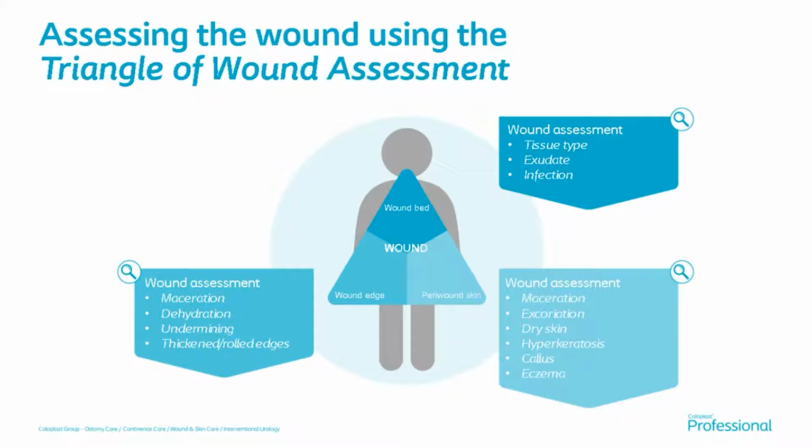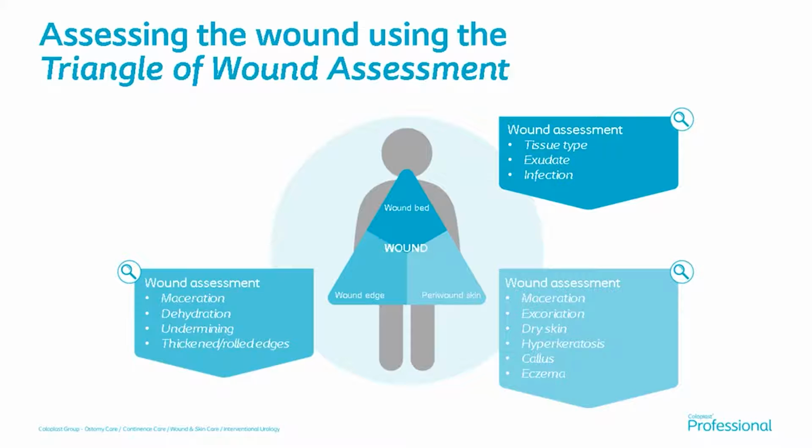So we should be assessing each of these individually, looking at the key areas within each of these sections. So wound bed assessment, for example, we should be checking the tissue type, whether there's any necrotic tissue that needs debridement, whether the exudate levels are low, medium, high, and how we would manage that. Is there an infection present, for example?